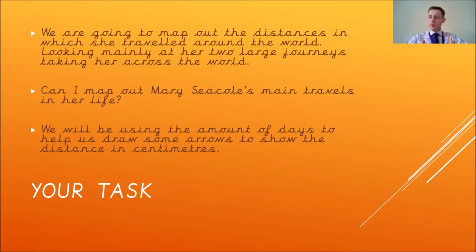Now, if you don't have a ruler at home, that's absolutely fine. We're going to use some alternative measuring techniques. If you do have a ruler at home, you can measure out 24 centimetres for her journey from Jamaica to London, and you can measure out 21 centimetres for her journey from London to the Crimea, and you can label them to say this was her journey in days for both journeys. If you don't have a ruler at home, that's absolutely fine.